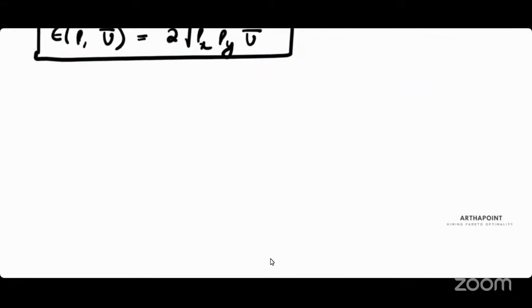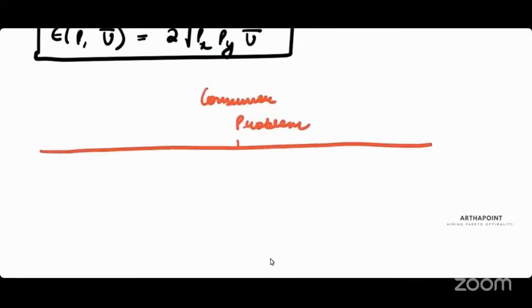Now, let's try and analyze this thing diagrammatically once. So see here, a consumer problem can be considered in two parts.